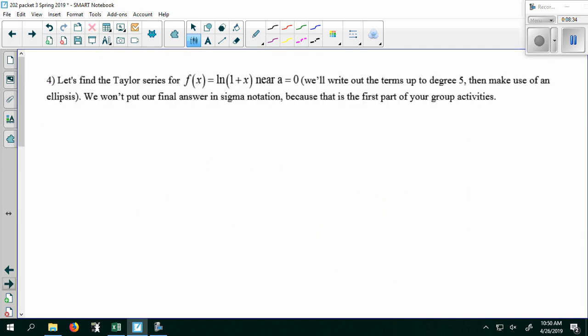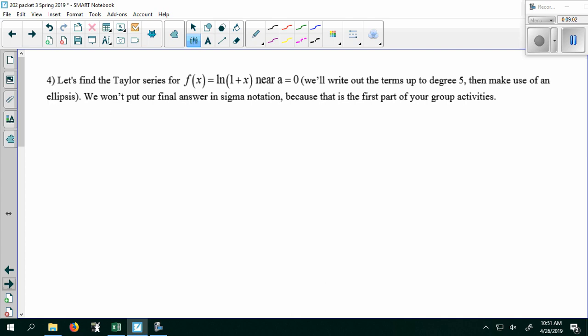Okay, so we're just going to do this whole process a second time, practicing finding a Taylor series. This time I'm going to find the Taylor series for f of x equals the ln of 1 plus x near a equals 0. We're going to write out the terms up to degree 5, and then we'll write plus dot dot dot. And we're not going to put the final answer into sigma notation like we normally would, because that's the first part of your group activities.